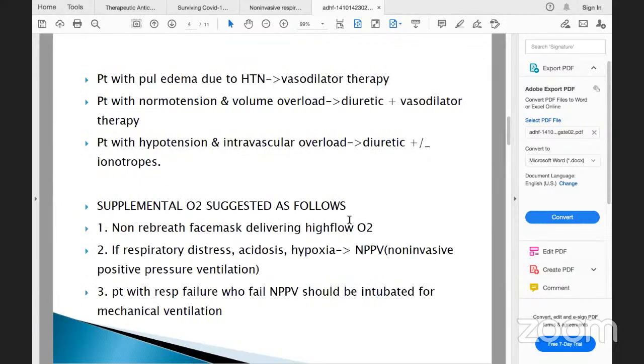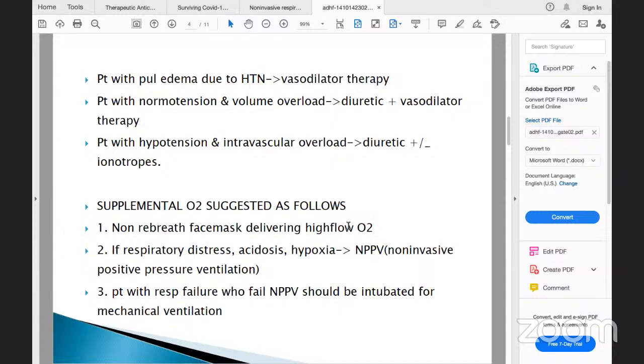Patients with pulmonary edema due to hypertension normally need vasodilator therapy. Patients with normotension and volume overload need a diuretic plus or minus vasodilator therapy, and patients with hypotension and intravascular overload will need diuretics plus or minus inotropes.